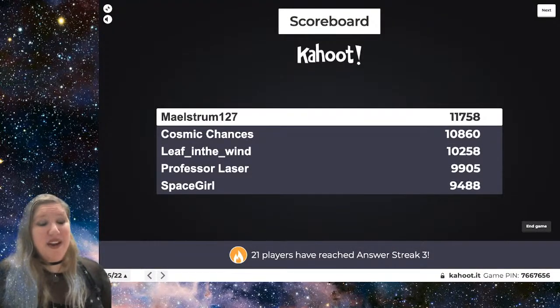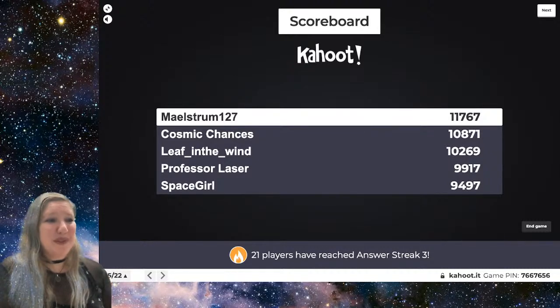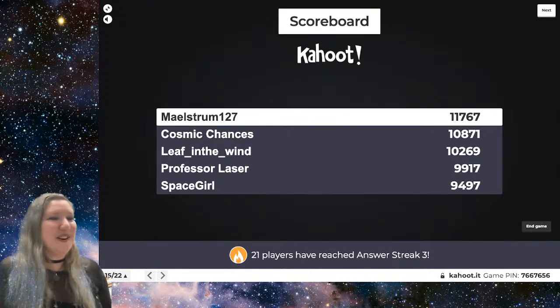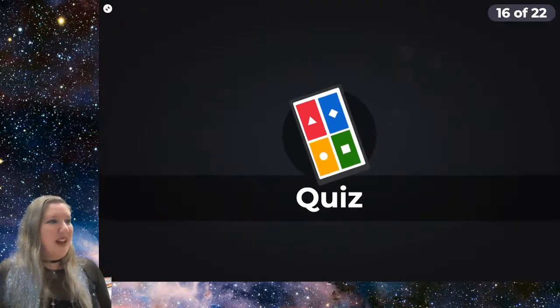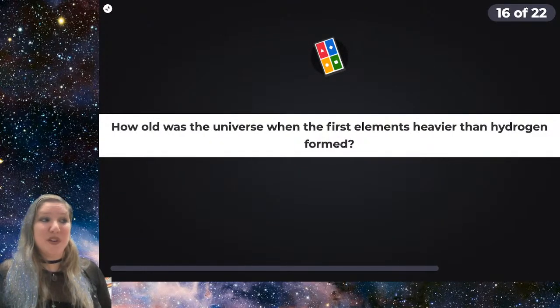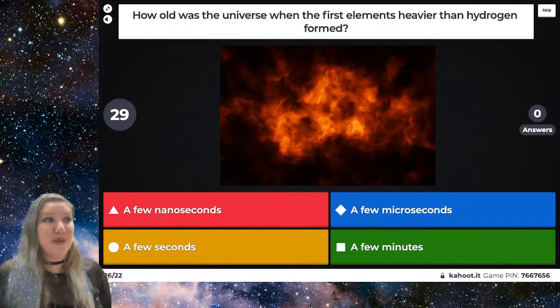Looking once again at our scoreboard, it's exactly the same as it was before, but let's see if some more of you can catch up to beat our current leaders. Our next question is, how old was the universe when the first elements heavier than hydrogen formed? So we learned in the last question that helium formed in the very early universe. How long did it take for that to form?